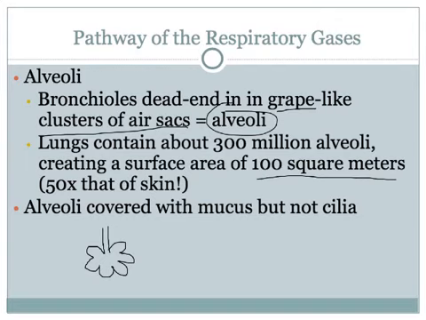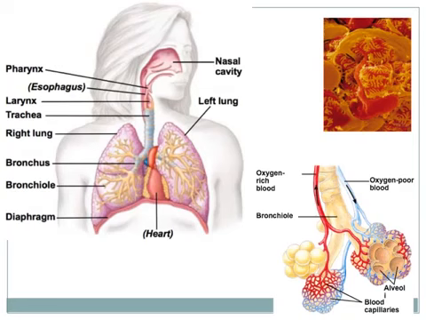And these alveoli are covered with mucus, but not cilia. So again, we have the mucus because everything needs to be moist, but we don't want cilia at this point, because if there were cilia, that would be space taken up by the cilia that we couldn't use for gas exchange. Okay, so here's a picture. You can see at the end of one of these little bronchioles, if I blow it up, these grape-like structures that are hollow, and that's where the gas exchange is going to happen.